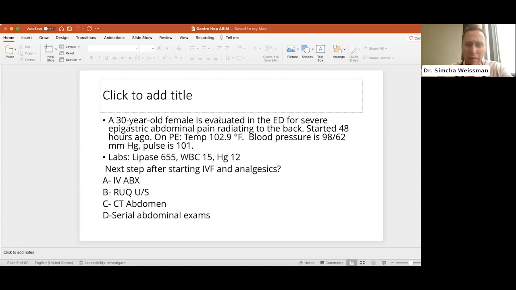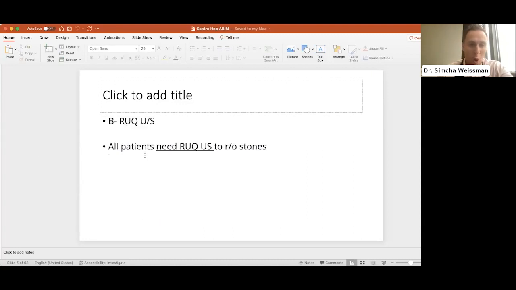Once you diagnose pancreatitis, guys, you do not need a CAT scan. You needed it to diagnose. Once you have a diagnosis, you have 2 of the 3 criteria, you do not need a CAT scan. This is the favorite on the exam to trick you. They want you to understand that here you have to get the etiology for the pancreatitis. What are the common etiologies? Alcohol and gallstones. You need to rule out gallstones. How do you do that? Answer is B, right upper quadrant ultrasound. All patients need a right upper quadrant ultrasound to rule out stones.